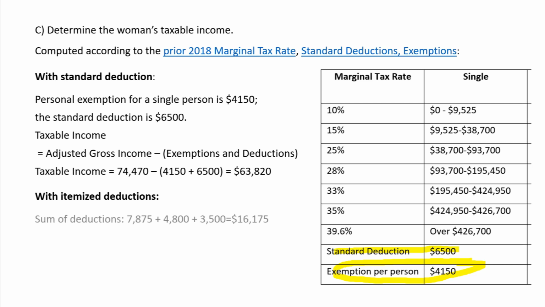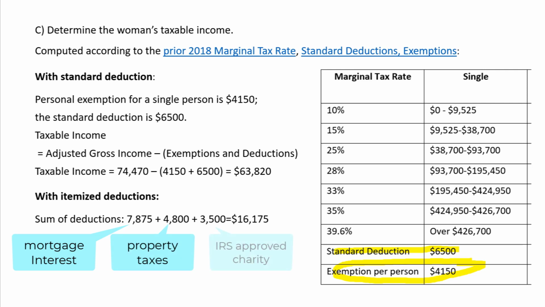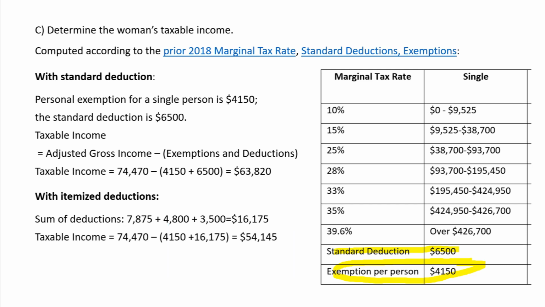Let's do this with itemized deductions. First, we compute the sum of her deductions. She has the $7,875, the $4,800, and the $3,500 for a sum total of $16,175. And her taxable income is her adjusted gross income, which we computed as $74,470, minus, since she still gets that personal exemption, the sum of her deductions, which lowers her taxable income to $54,145.